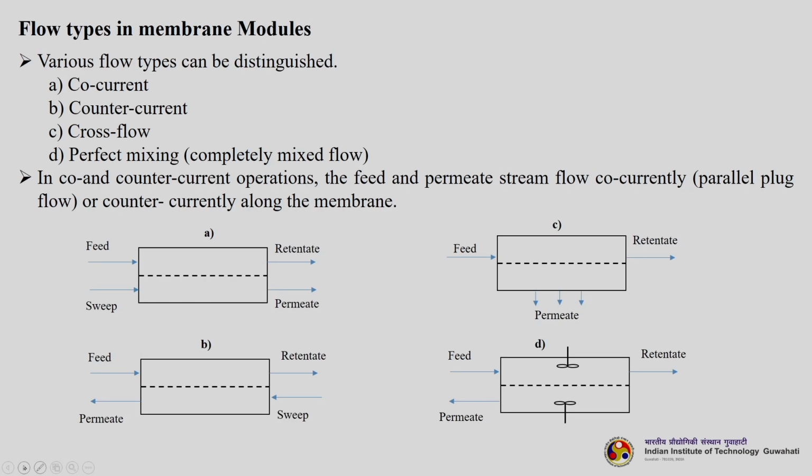So, various types of flows can be distinguished inside the modules: co-current, counter current, cross flow and perfect mixing or completely mixed flow. In co-current and counter current operations, the feed and permeate streams flow co-currently, parallel plug flow, or counter currently along the membrane. The first one is co-current, where feed and sweep are flowing in the same direction. The second is counter current, in which feed and sweep are flowing in opposite directions. The third is called cross flow, the usual cross flow which we just discussed.